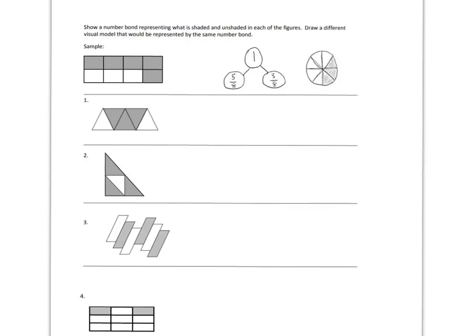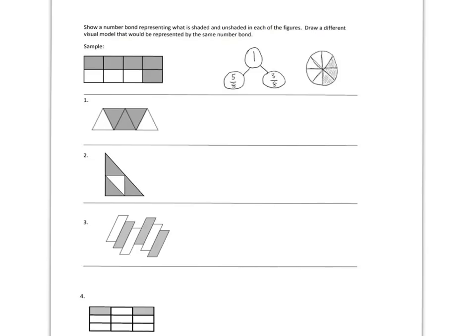Let's complete part of the problem set together. The directions state to show a number bond representing what is shaded and unshaded in each of the figures. Draw a different visual model that would be represented by the same number bond.